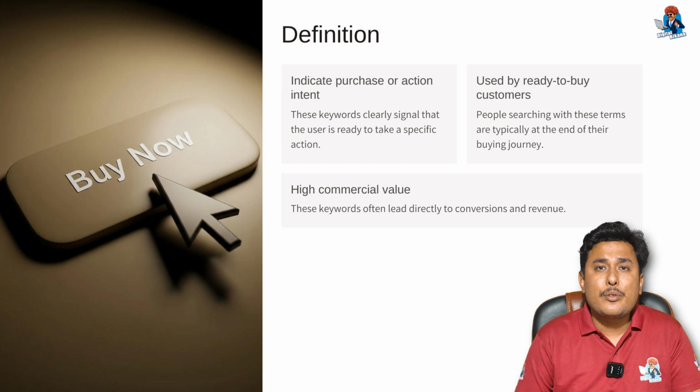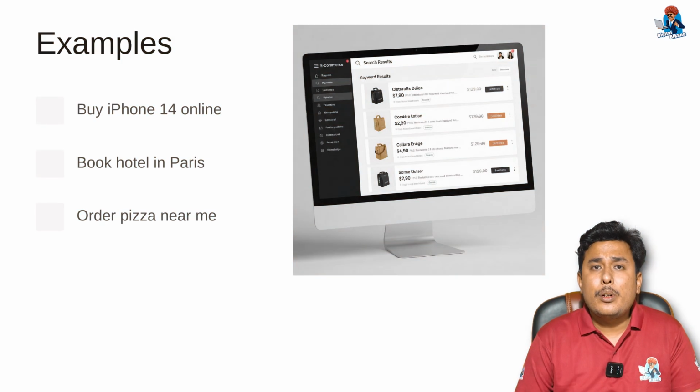Transactional keywords are search queries used by people ready to take a specific action, such as buying a product, booking a service, or subscribing to something. Examples include buy iPhone 14 online, book flight to Dubai, or subscribe to Netflix. The user has moved past research, they want to act now.